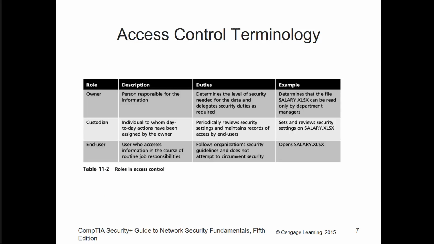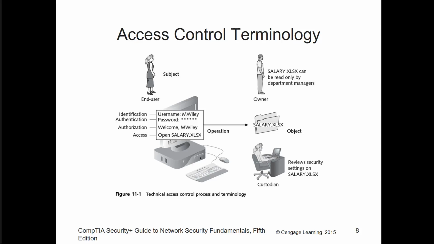Here are the examples. Alright, so here we have an example of a subject, and we have a file, salary.xlsx. We do identification by providing a username. We authenticate by the username and password, verifying that they are correct. Authorization should be allowing us to access that document, and then the access would actually be the opening of that document.